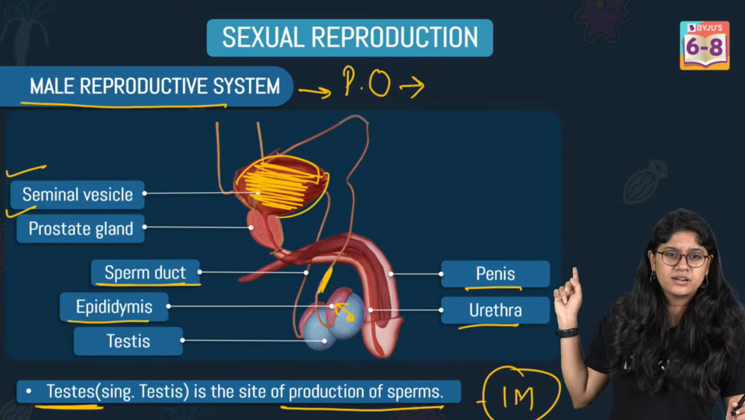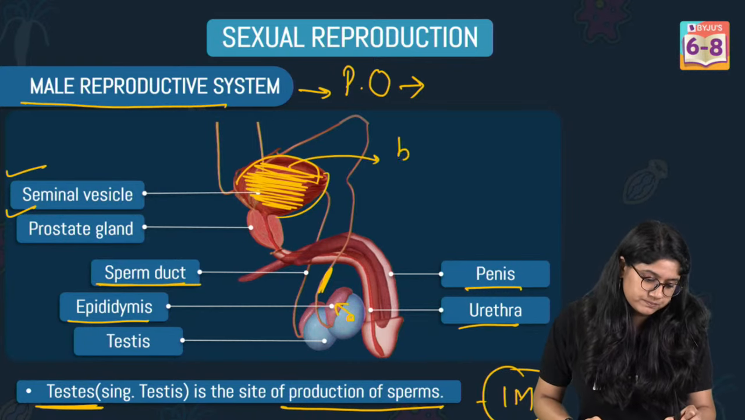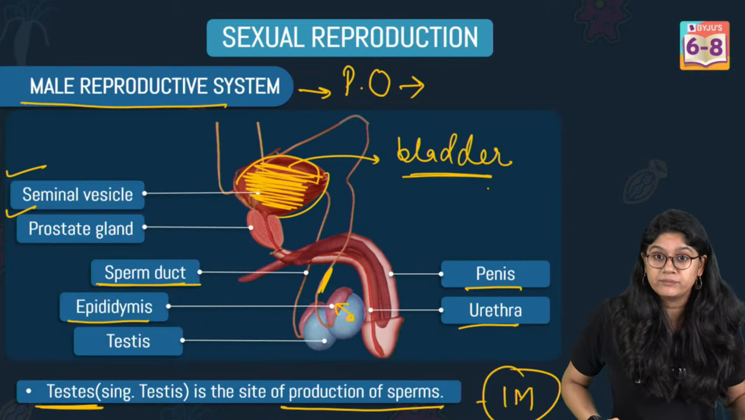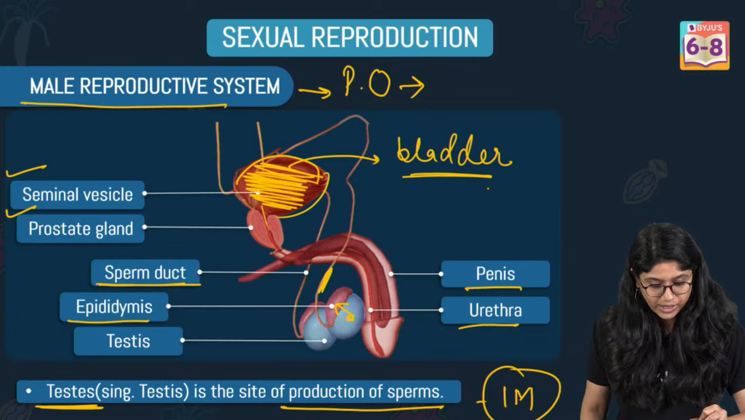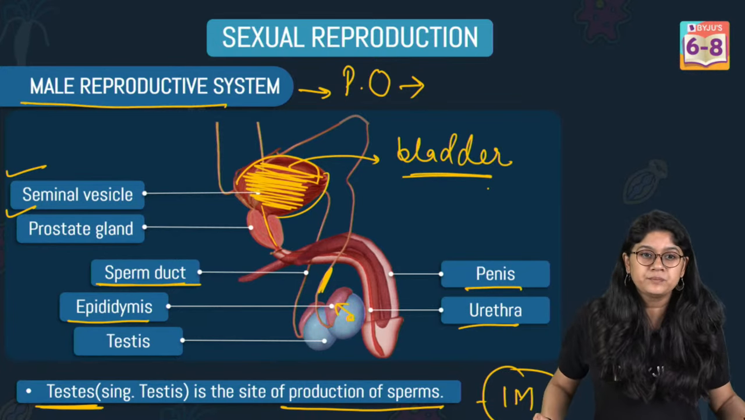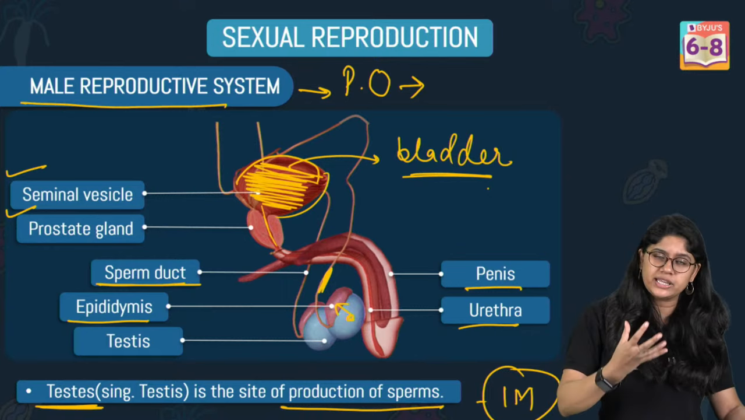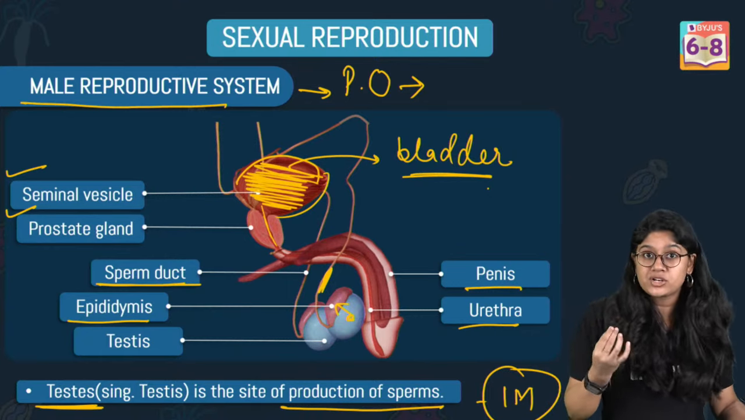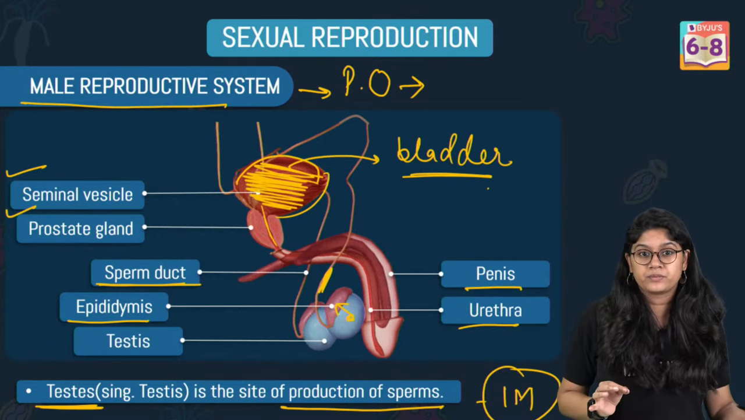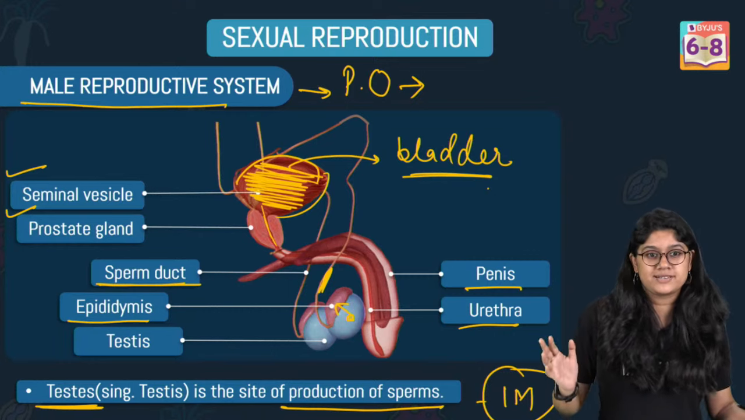Can you see this? This is the urinary bladder, right? Which actually stores the urine. So in males, there's only one duct that will be carrying the urine and the sperm. Clear, everyone? So in the examination, they can ask you to mention the three important parts of the male reproductive system and their function.